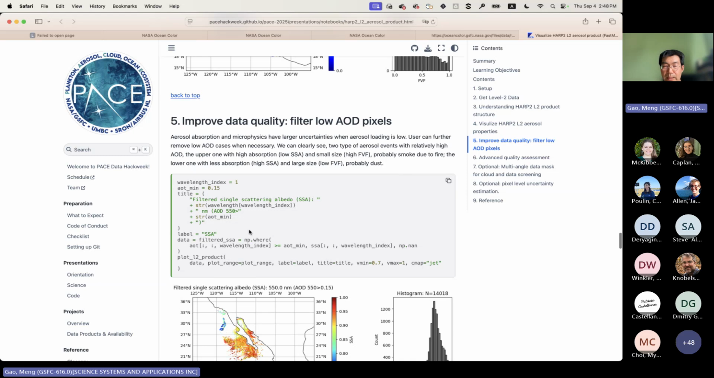You have many ways to screen data or play with data. One thing is that for the case with low AOD, the microphysics retrieval will have large uncertainty.